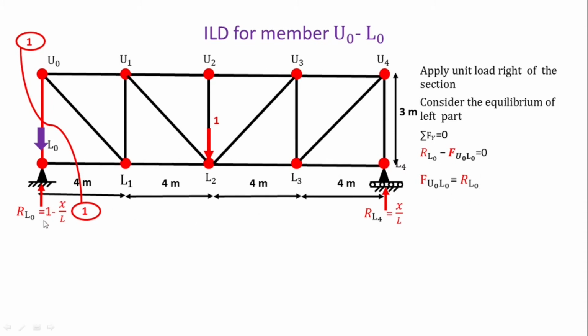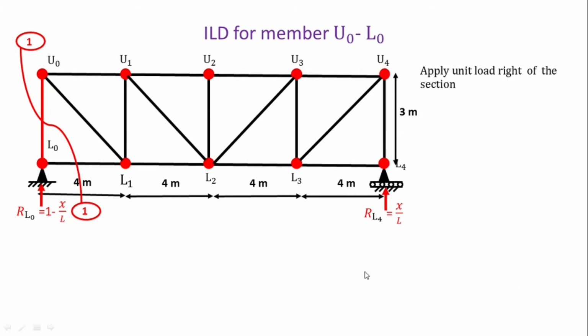Again the value of RL0 is 1 minus x by L. Now x is equal to what? It is 8 meters. So x equal to 8. What is the value of RL0? So 1 minus 8 by 16. RL0 is equal to 0.5. So the value of FU0L0 is equal to 0.5. Again this is positive. So what we assumed, the compressive, is correct.